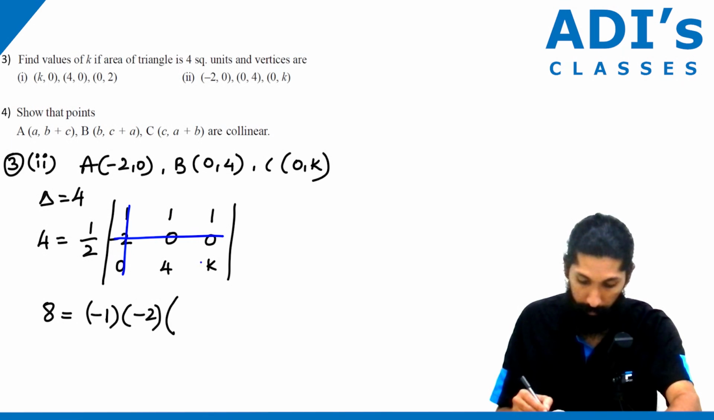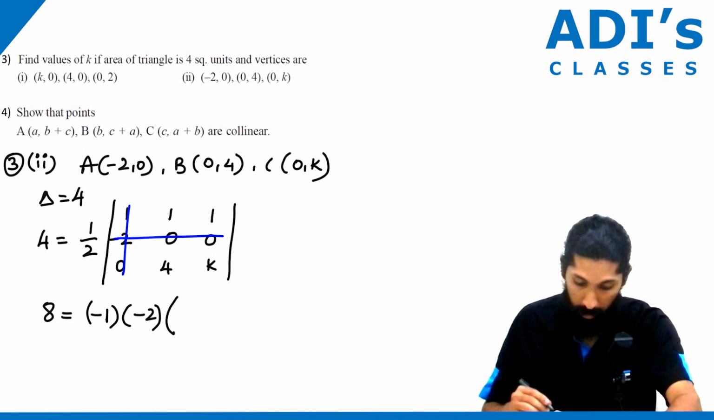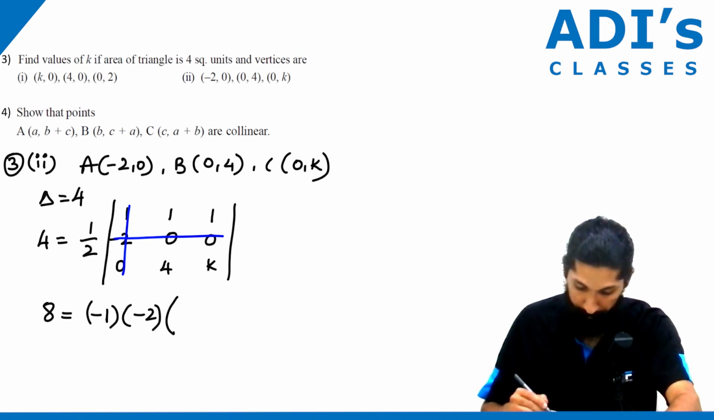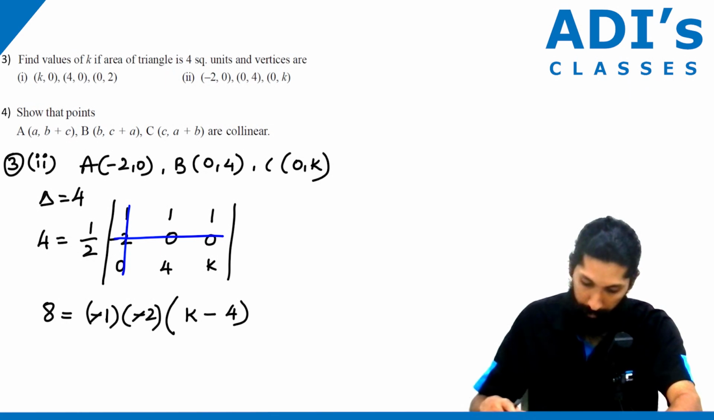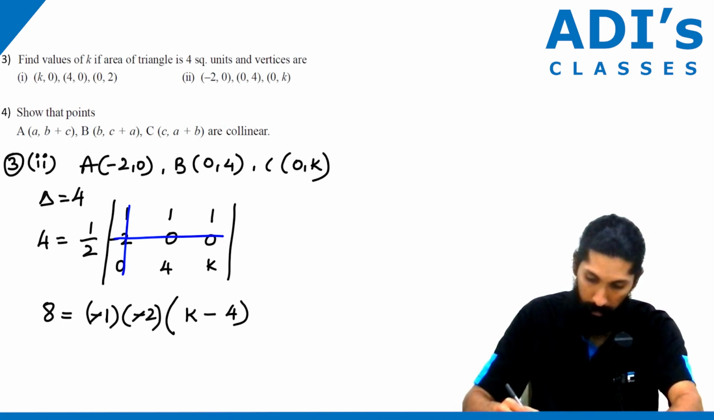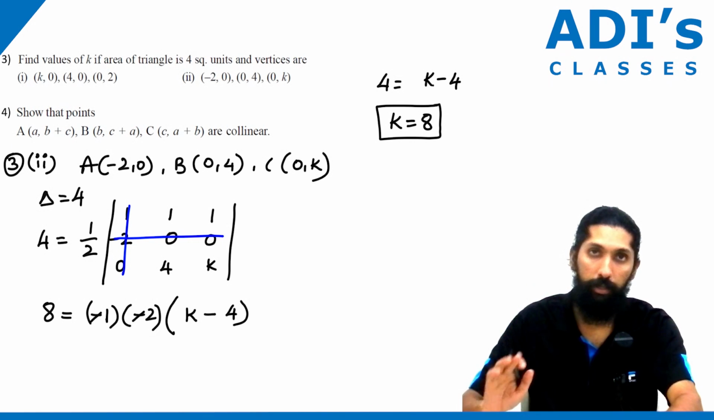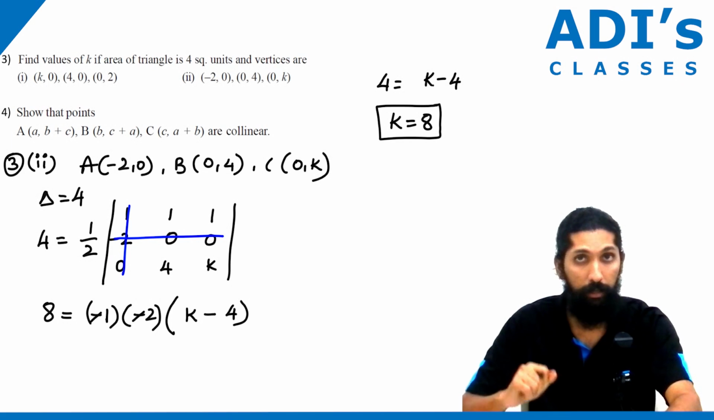So, what do you get? 1 into k minus 4 into 1. Correct? So 1 into k is k minus 4. So what do you get here? 4 is equal to k minus 4. So k is equal to 8. K is equal to 8. Fair enough? So this is what we are going to get for the second part.